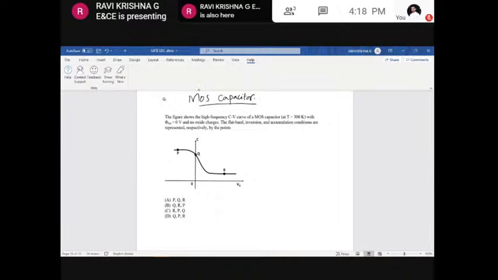Here, for this particular case, the figure shows the high frequency CV curve of a MOS capacitor at 300 Kelvin. The work function between the metal and semiconductor is given as 0, and there are no oxide charges present here.